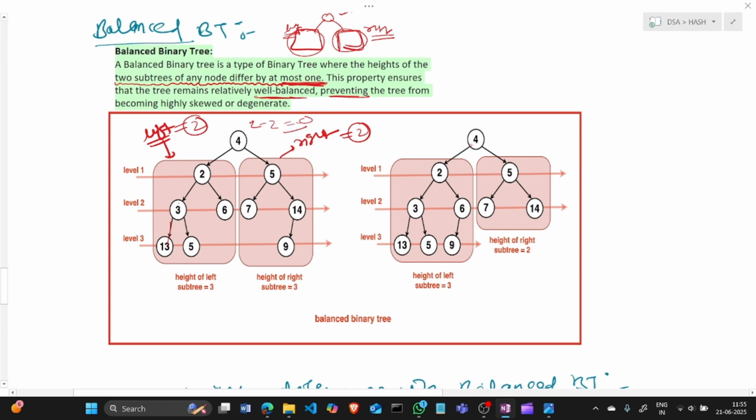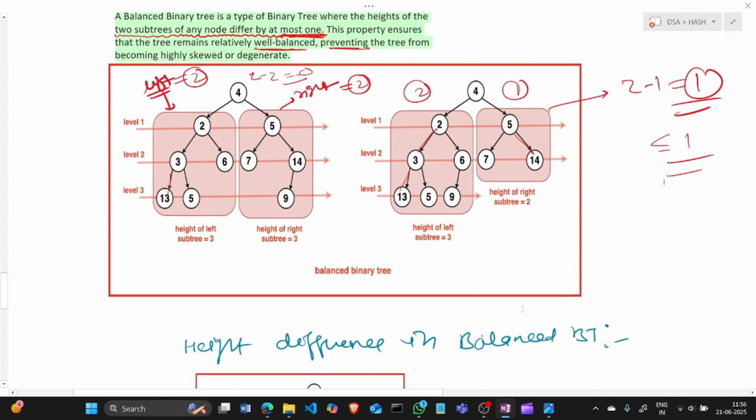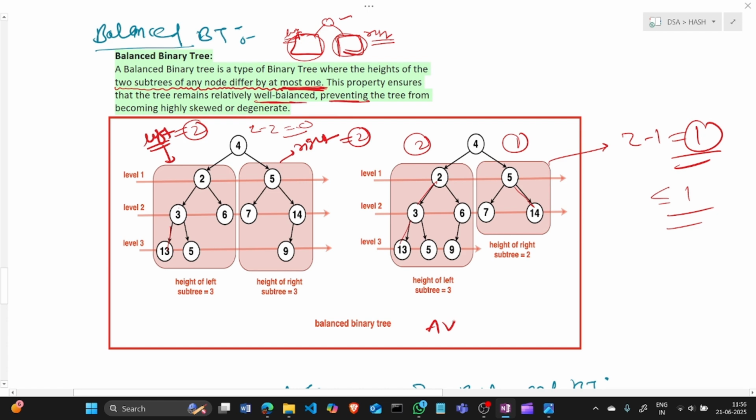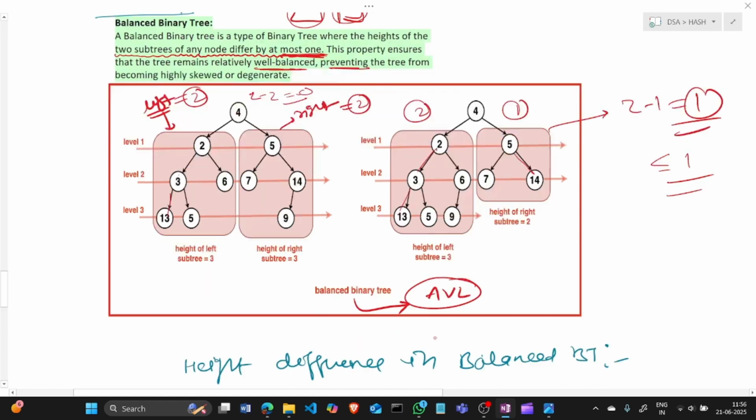Okay. Let's see this example. The height of the left subtree of 4 is 1, 2, maximum 2. The height of the right subtree is only 1. So the difference between the heights of the left and right subtrees is 2 minus 1, which is 1. So it is also balanced, because at most 1 is allowed. So this is a balanced binary tree. Another name for this tree is an AVL tree.